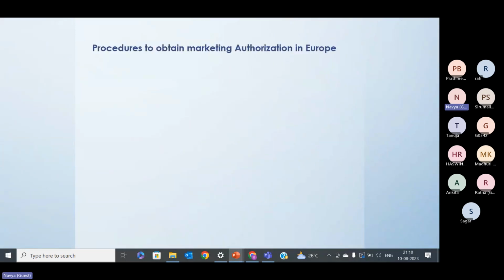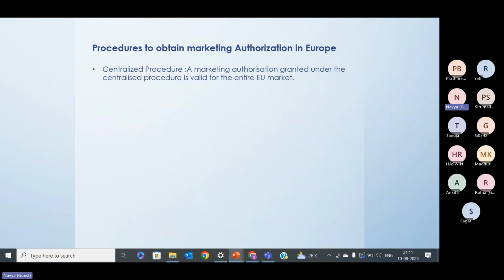Procedure for obtaining authorization in Europe. We have 4 procedures to obtain authorization in Europe. The first one is the centralized procedure. A marketing authorization granted under the centralized procedure is valid for the entire Europe. So if you get your product registered through this CP procedure, that is the centralized procedure, you can market your product anywhere in the European Union.